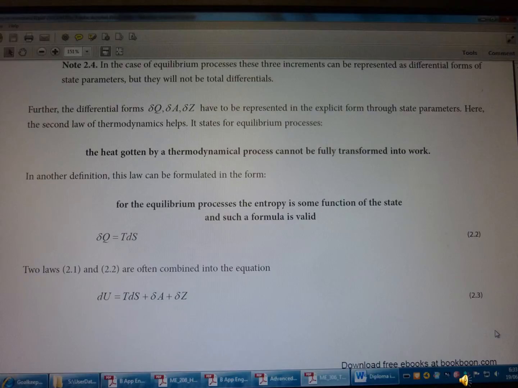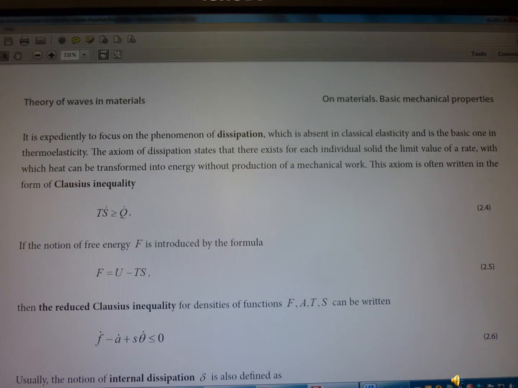du equals dds plus del a plus del z. This is one way the heat can be transformed into energy with the production of mechanical work. In this case, ds is greater than or equal to u. Therefore, the free energy can be given by the equation F equals u minus ds.